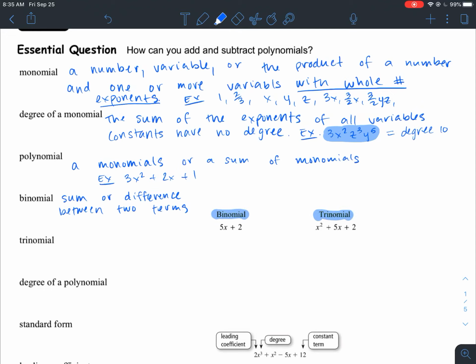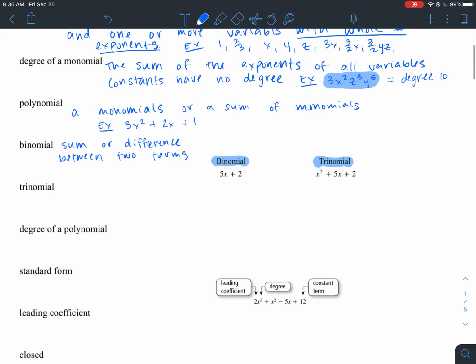Then you'll have trinomials like this right here, where we have three terms. It's the same thing as a binomial, but the sum or difference between three terms, okay? And then, of course, you'll just have polynomials. Polynomial is just a way to refer to multiple terms.